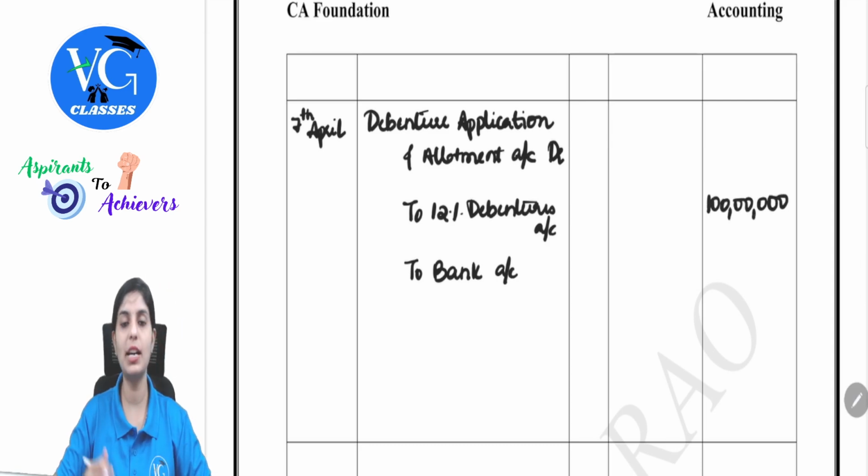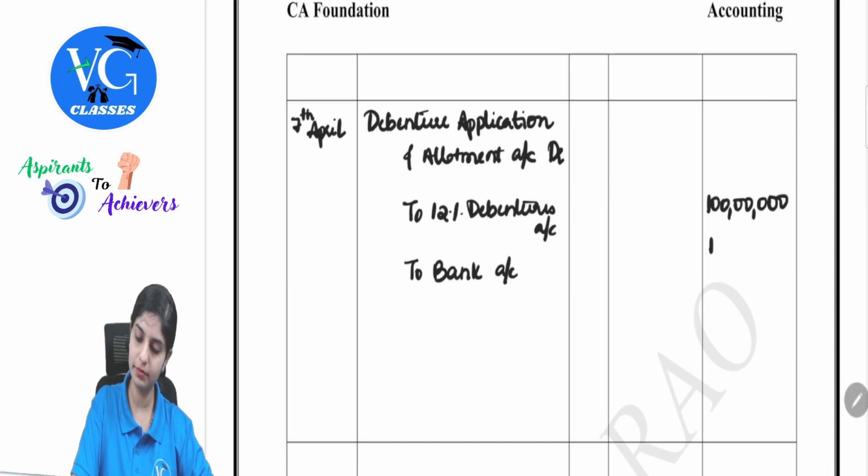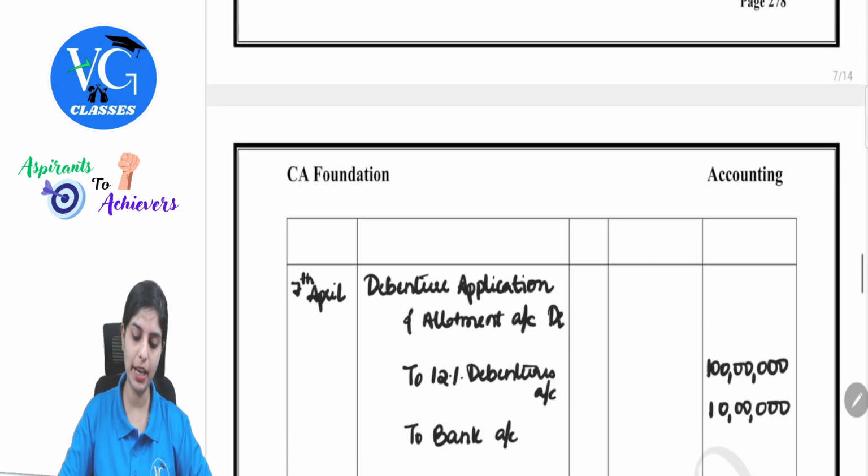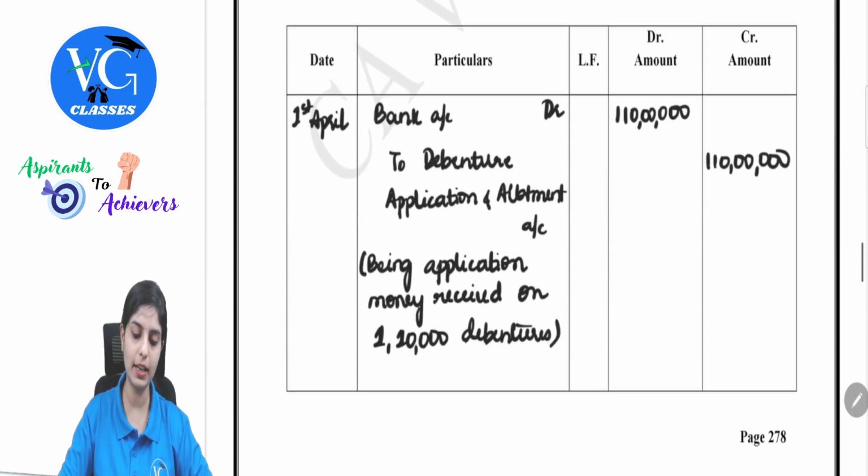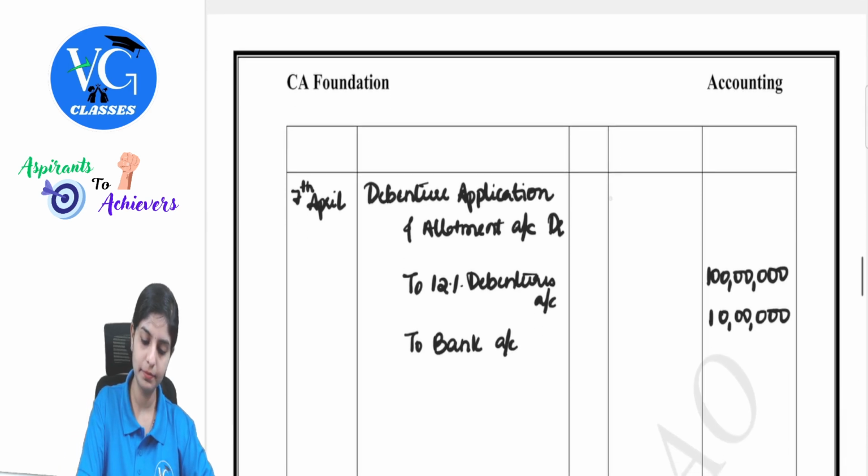You received extra applications for debentures at 10,000. So 10,000 into 100, that will be 10 lakh. And debenture application allotment you have already credited by 110 lakh. So that will be transferred.